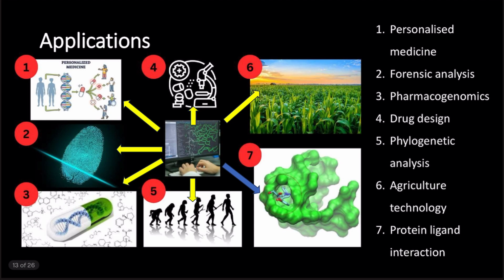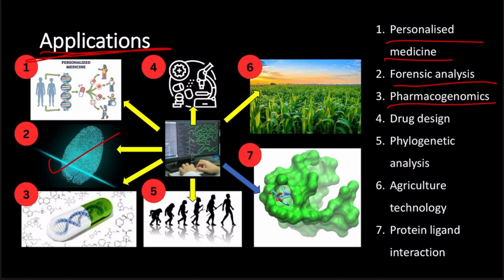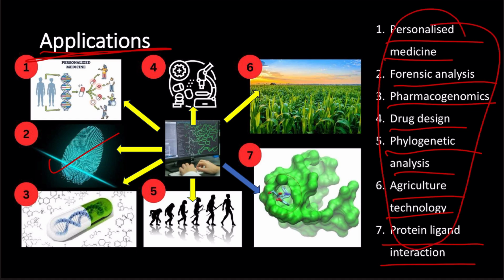Now coming to the applications of bioinformatics, here you can see there are several applications. It is used in personalized medicine, that is individualizing the healthcare. Then we can use it for forensic analysis, and we can use it in pharmacogenomics, that is gene directed therapy. Then we can also use it for discovery of drugs, for phylogenetic analysis, for agriculture technology development, and also for protein ligand interaction analysis. So these are the several applications of bioinformatics.